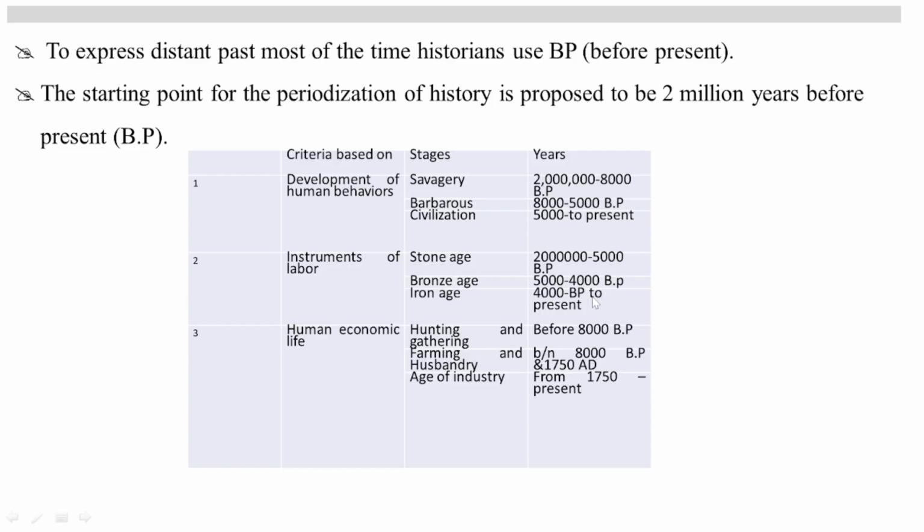Iron Age from 4,000 to the present. This one is based on instrument of labor. The third criteria is also based on human economic life.